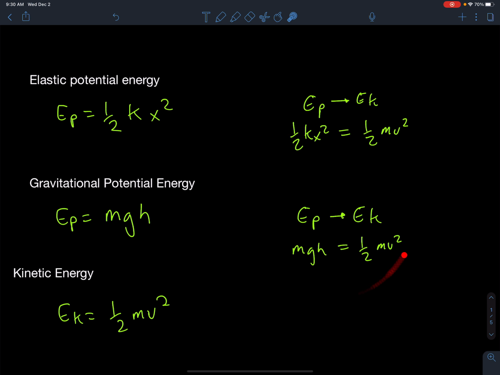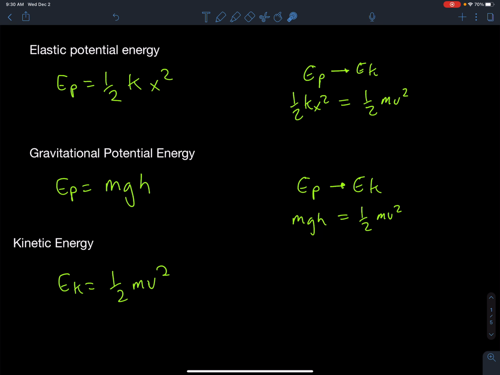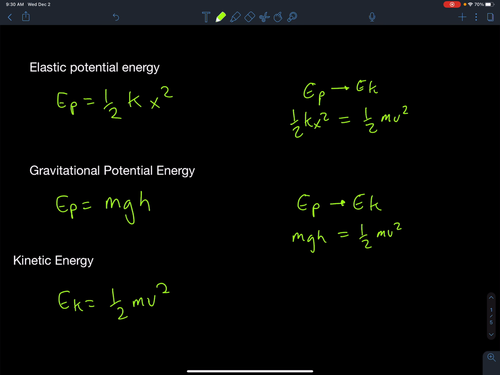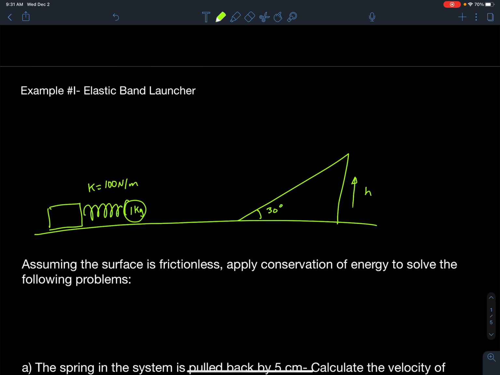We're going to look at these relationships in some example problems right now. Before we move on, take a look at this. There are some things I can cancel out. When gravitational potential energy is converted to kinetic, the masses can cancel out. We've seen that in a previous video. When elastic potential energy is converted to kinetic, the 1/2 term can cancel out. That's kind of cool and can simplify things when we do our calculations. So let's take a look at the first one.